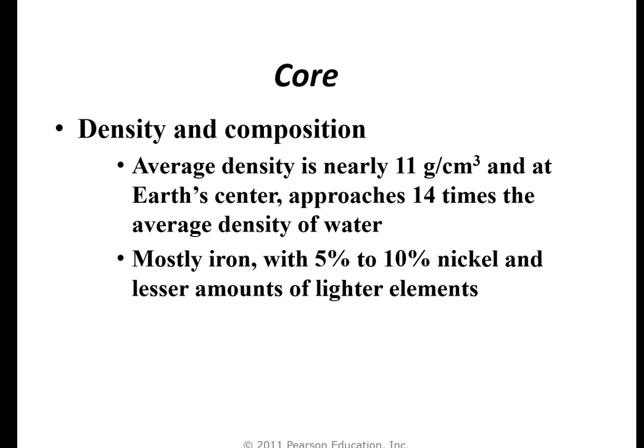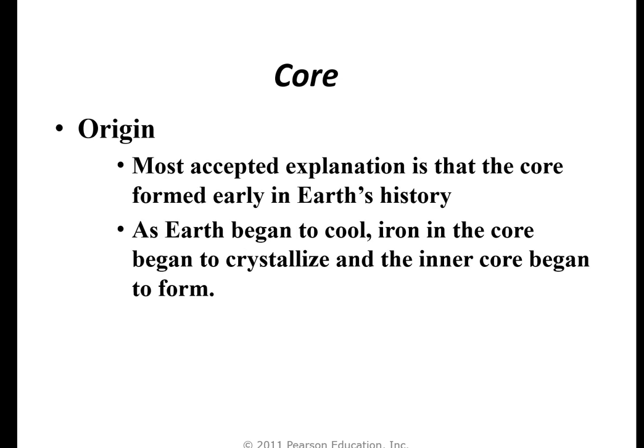The average density of the core is about 11. So when you take the crust at 2.7 and the core at about 11, it comes out to about 5.5 for the whole Earth. Mostly iron in the core, 5 to 10% nickel, and a little bit of some other elements. How did we get the core? The most accepted explanation is that the core formed early in Earth's history, and as Earth began to cool, iron in the core began to crystallize, and the inner core began to form.